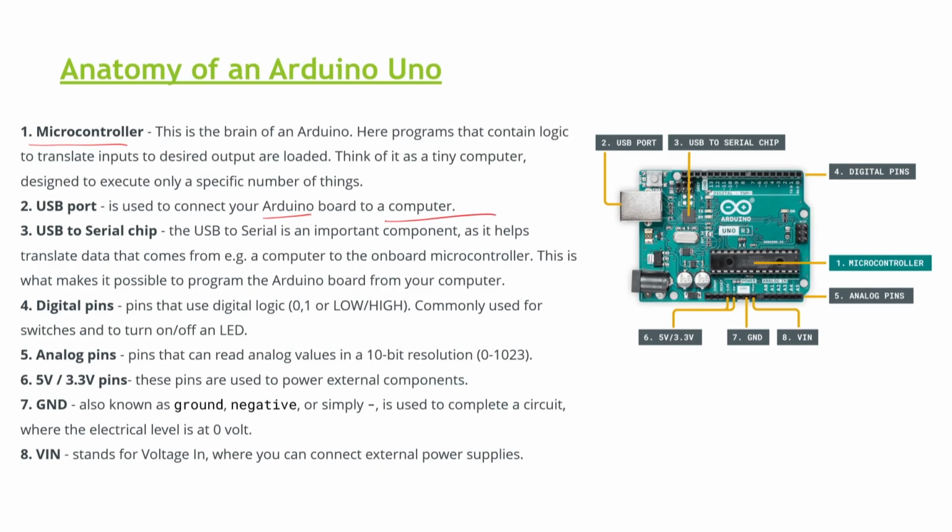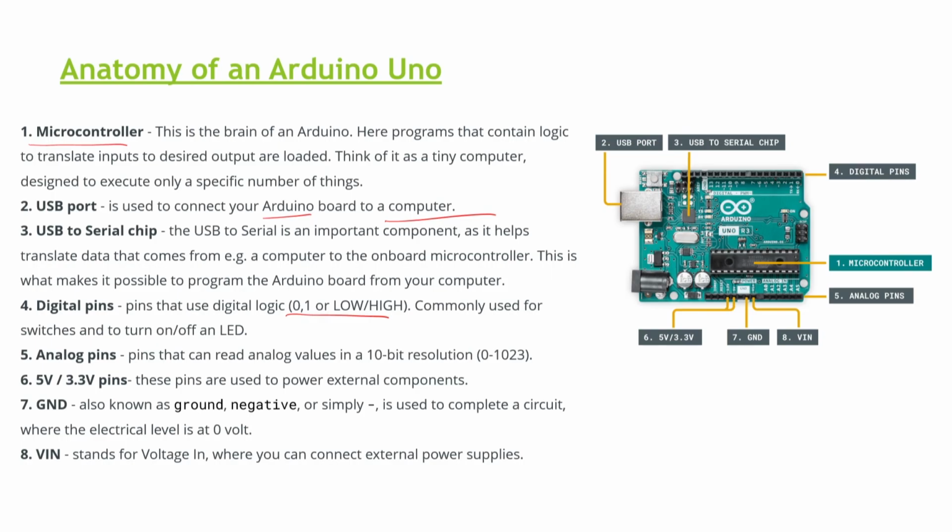Then USB to serial chips are there for the serial communication, and then there are digital pins, pins that will use digital logic, commonly 0, 1 or low to high. That is generally used as switches for turning on and off. Let us say you have to turn an LED on and off, then high is for the on situation and low is for when it is not on. So, that is how you can actually work with it.